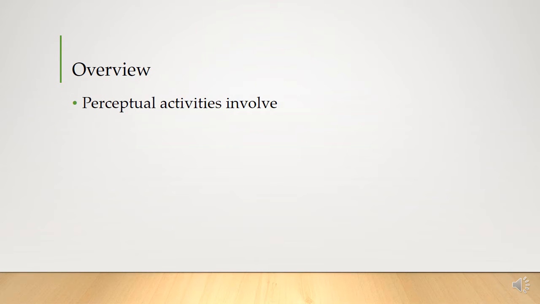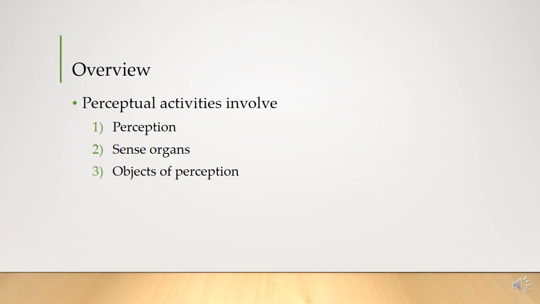Perceptual activities involve three things. First, perception. Second, sense organs. Third, objects of perception. For example, when you see a red tomato, there are three things involved in this process. First, there is an activity of perceiving. Second, you need to use your sense organs to perceive. That is to say, you have to use your eyeballs. Third, there are objects perceived in perception, namely the tomatoes.